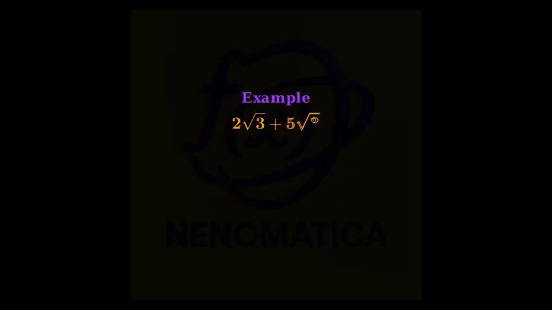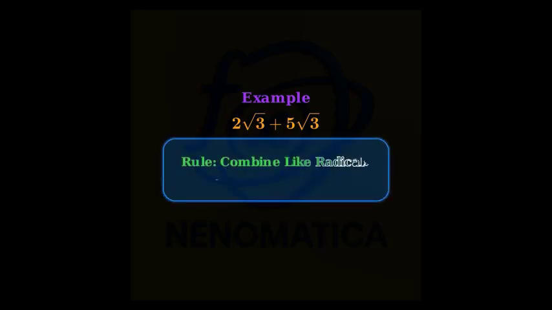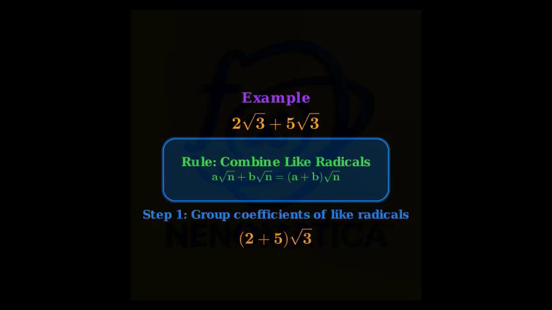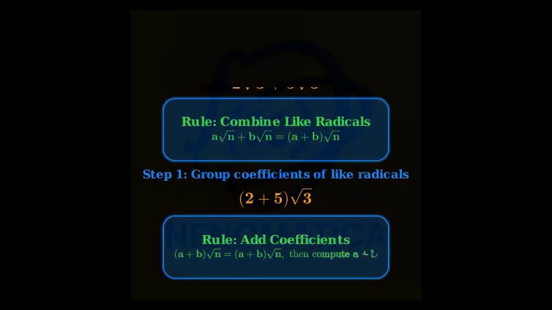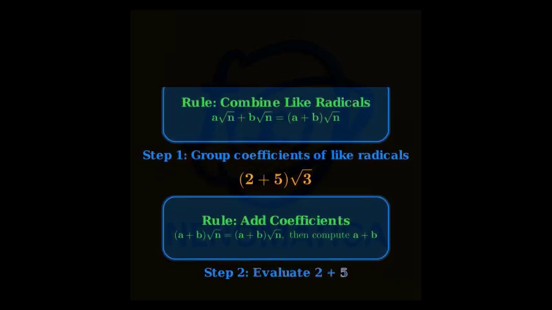Example. First problem, 2 root 3 plus 5 root 3. We start by grouping like radicals, and then we add the coefficients. Step 1. Combine like radicals by factoring the common square root of 3. This gives open parenthesis 2 plus 5 close parenthesis times root 3. Step 2. Add the coefficients. 2 plus 5 becomes 7.